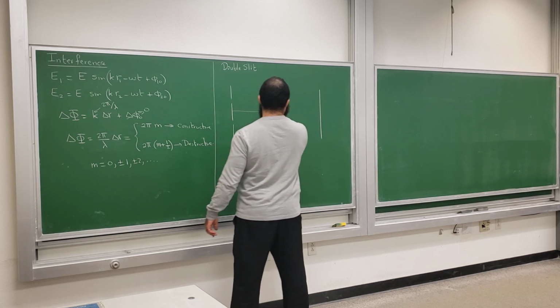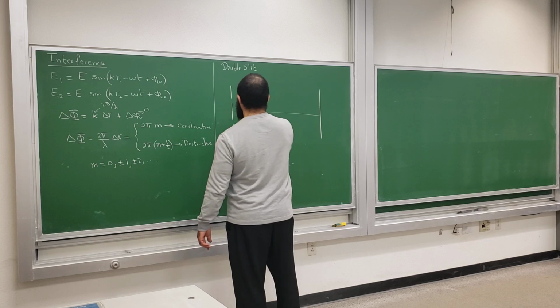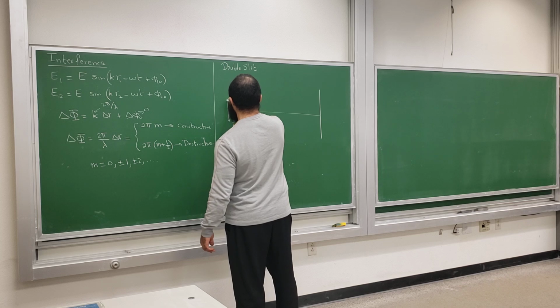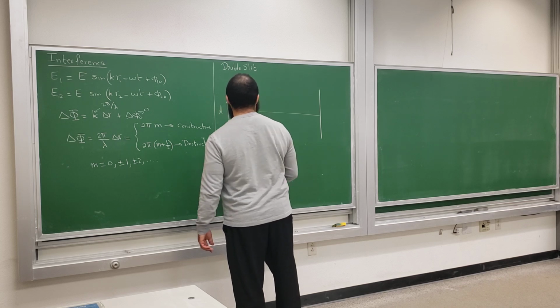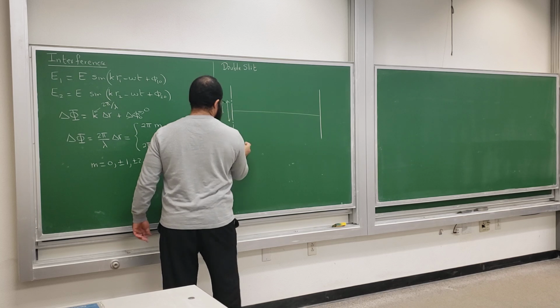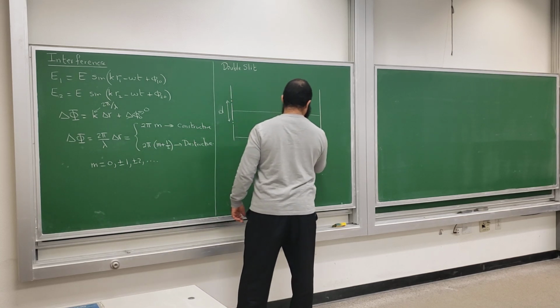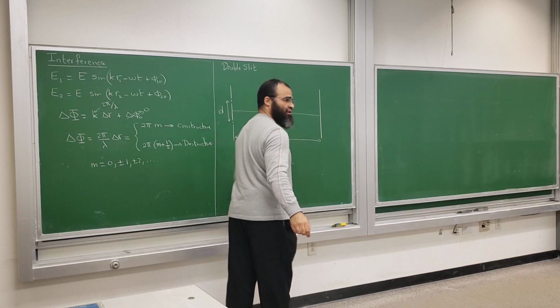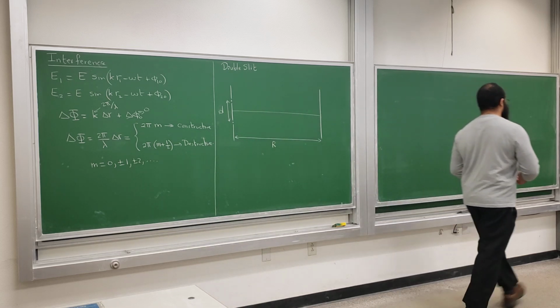So this is the center here, and light is coming in from this one, and light comes in from this one. The distance between the two slits is D. The distance from here to here, we called it R, right? Let me get my different color.